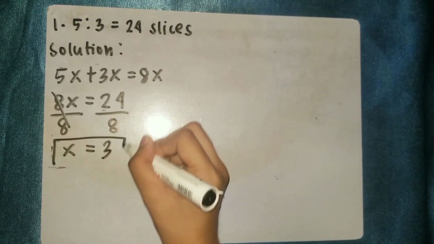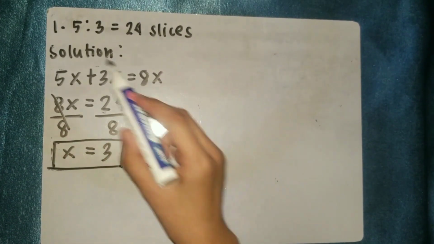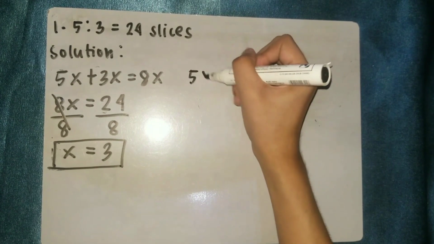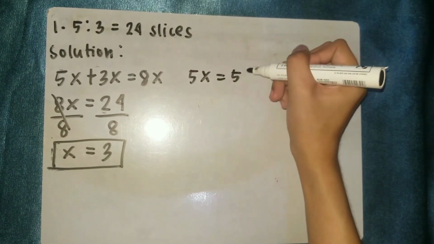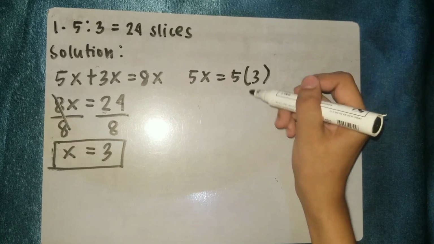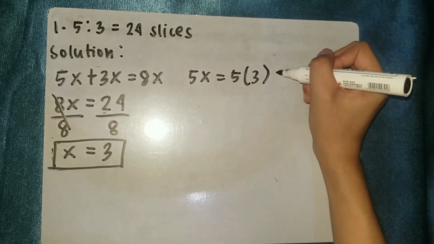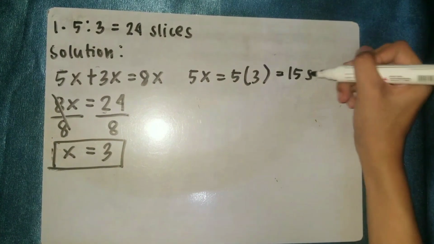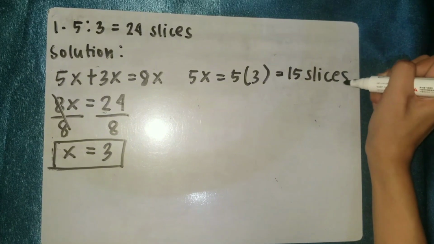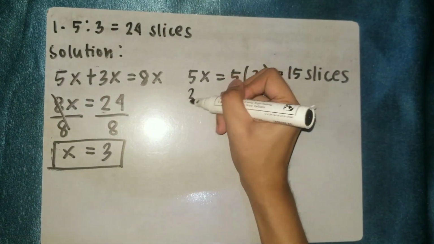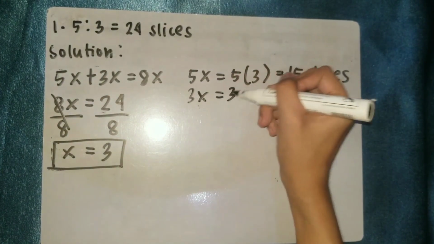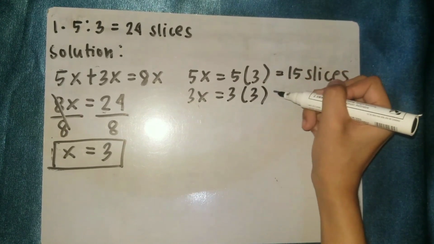So, ito na yung value ng ating x. Then this 5 equal 5 times 3. Ito yung value ng x. Equal 15 slices. Then this 3 equal 3 times 3 equal 9 slices.